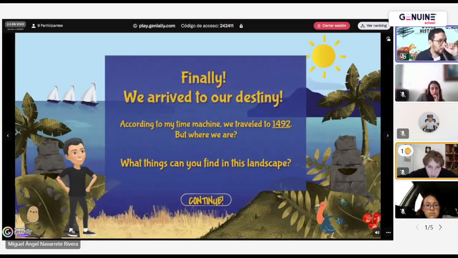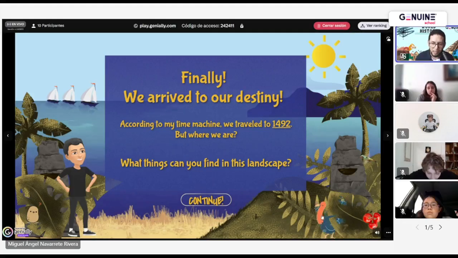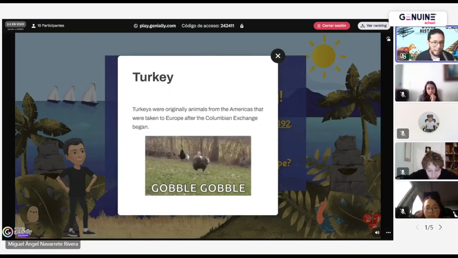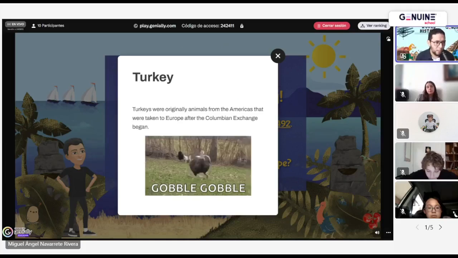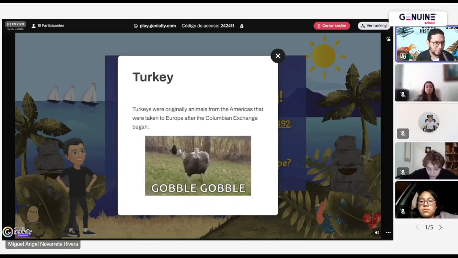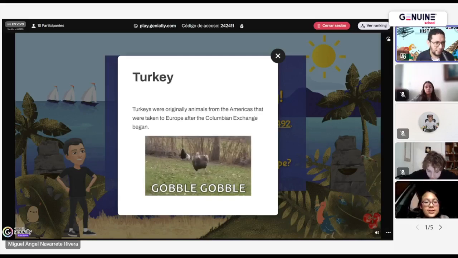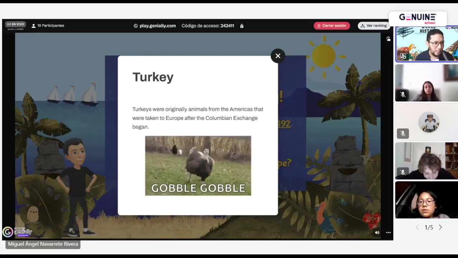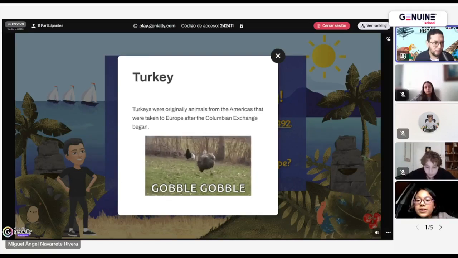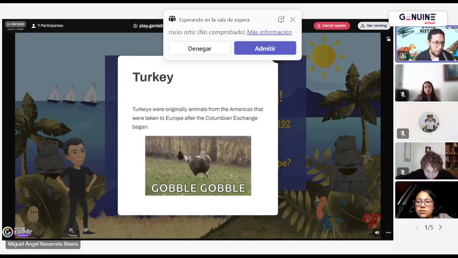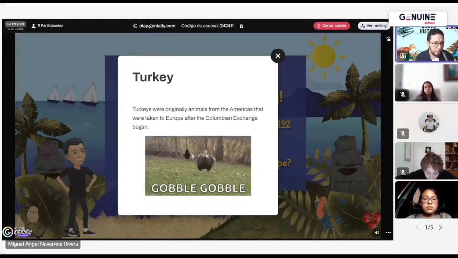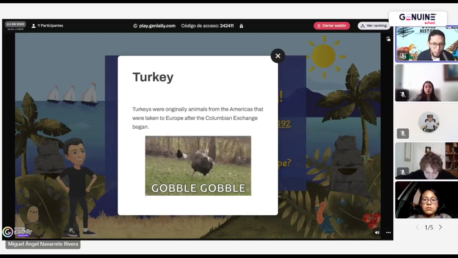I need another volunteer. Ethan already read. So who else would like to read? Ethan said about the turkey. Okay, we have a hidden turkey here. So maybe Mariana, would you like to help me read the information about the turkey? I cannot listen to you, Mariana. I don't know why. Okay, don't worry. While you're trying to fix your microphone, I will try to invite another student. Mariana, I don't know what is happening. So, any other volunteer? Maybe Laila, would you like to try it?